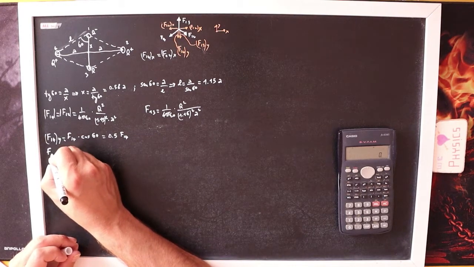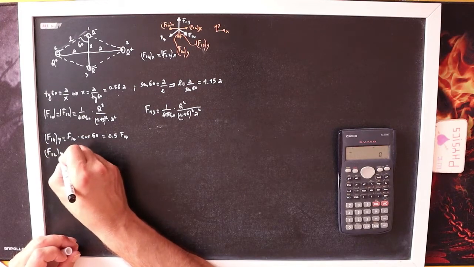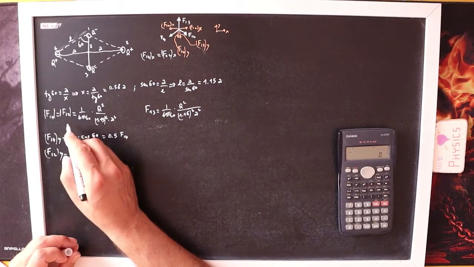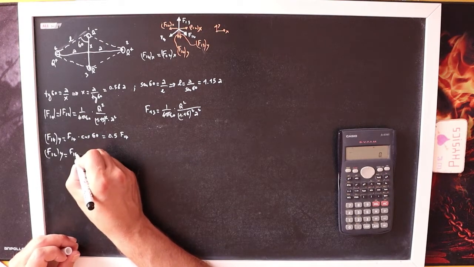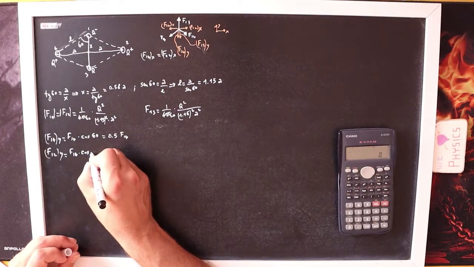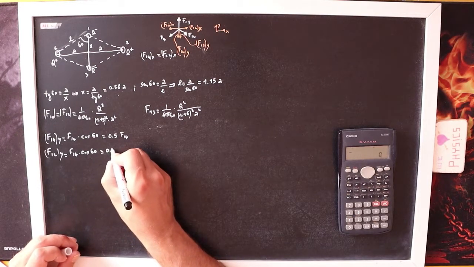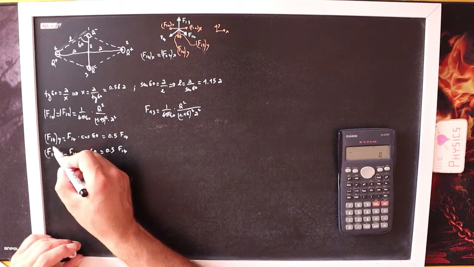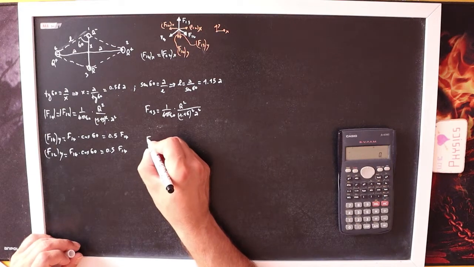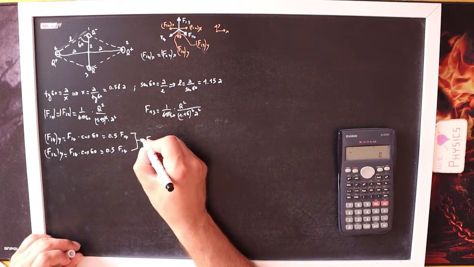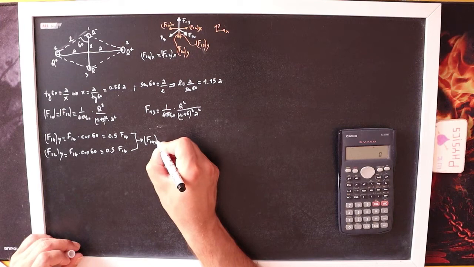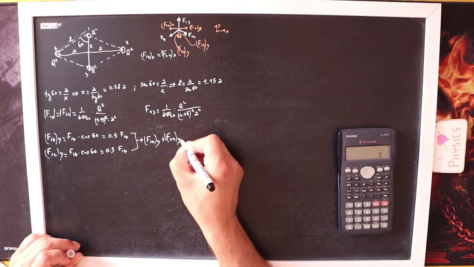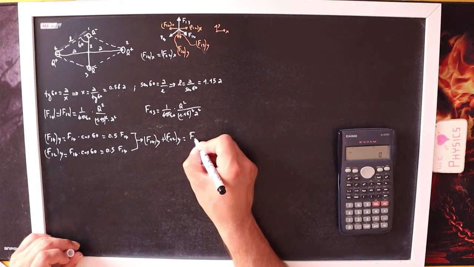And the same for F12 in the y direction, how much is it? It's F14 cosine 60. So again, 0.5 F14. So when we sum these two, we get F14 in y direction plus F12 in y direction, it's equal to F14.